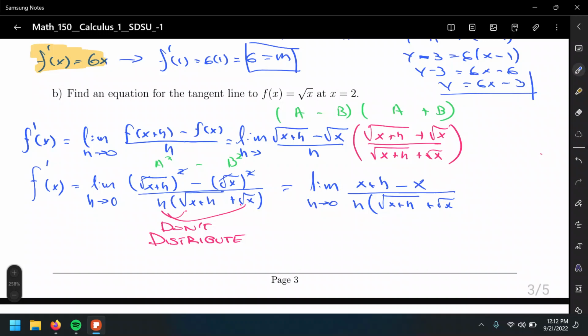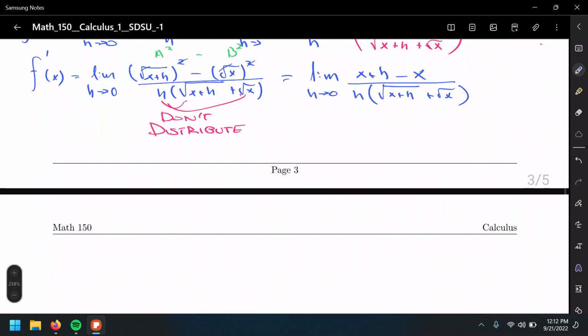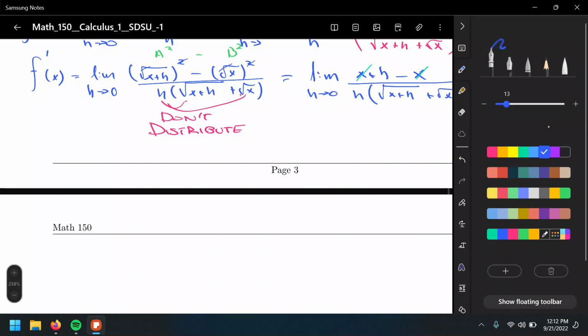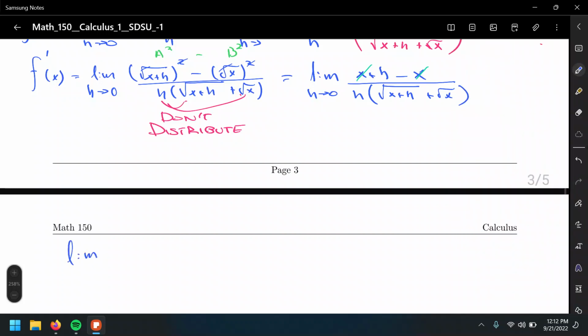Now check this out. These x's right here are going to get canceled, and that's going to give us the limit of h in the numerator over h times the square root of x plus h plus root of x as h approaches 0. So this is the reason why you don't want to distribute this, because if you distribute this, you will get this. Let me check this out. h root of x plus h plus h root of x.